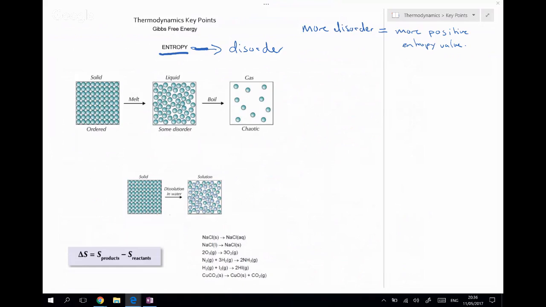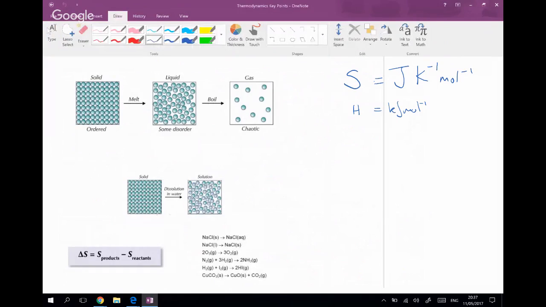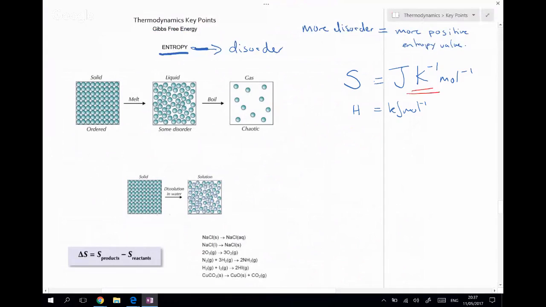So more disorder equals more positive entropy value. And entropy also has a symbol of S, and its units are joules per Kelvin, so we're talking about Kelvin now rather than degrees Celsius. Joules per Kelvin per mole. Notice that this is slightly different from an enthalpy value. Enthalpy changes, H, are in kilojoules per mole. So with our entropy value, we've now importantly got this temperature dependency that we need to be aware of this evening.